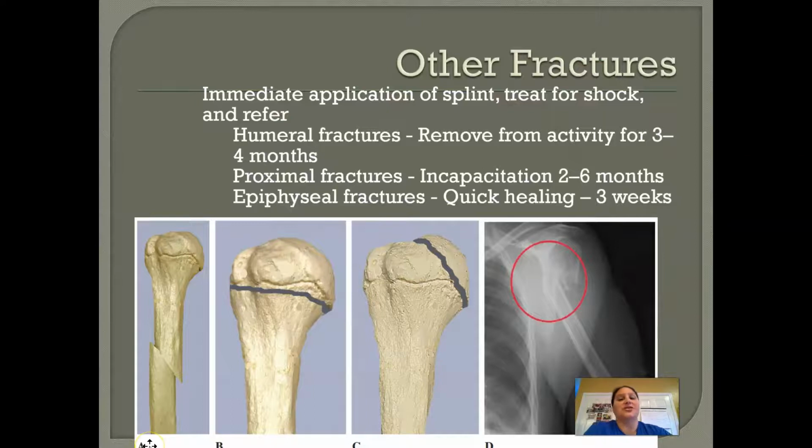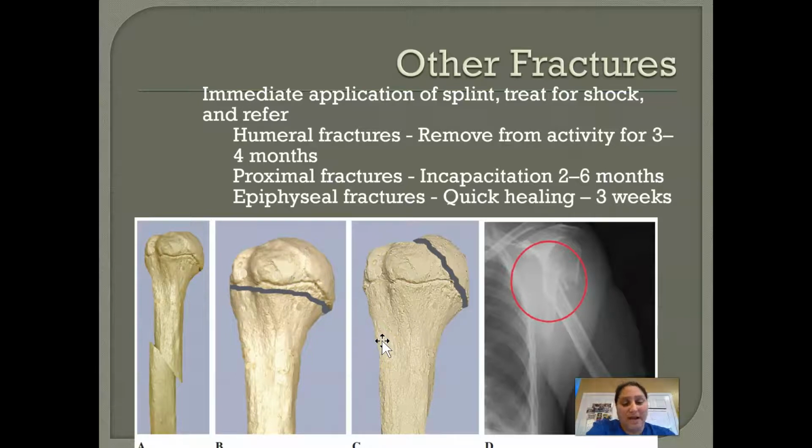Okay, other fractures. Any of these fractures, we're still going to make sure we splint, treat for shock, and refer. Make sure when we're splinting, we're checking CSM. Humeral fractures, removed from activity for 3 to 4 months. I know it sucks, but it's a really big bone, and we need to allow it to completely heal. Proximal fractures is 2 to 6 months. Epiphyseal fractures or growth plate fractures usually are much quicker in healing, and that's about 3 weeks.